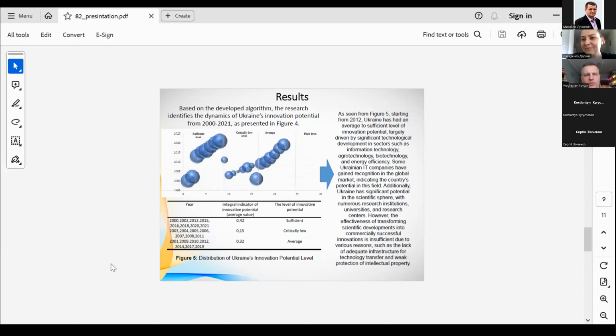Okay, maybe I have a few questions. Tell us, please, what features do you take into account when you describe the innovation?